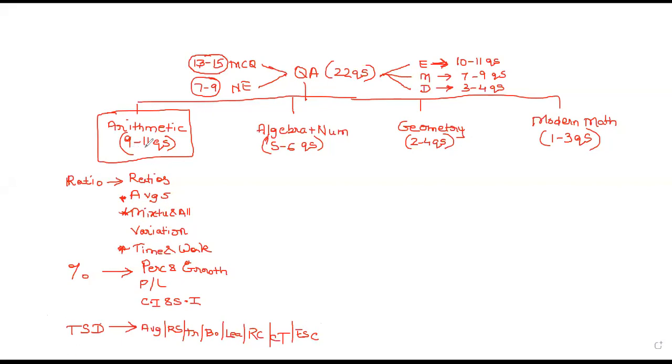So if there are, let's say, 9 to 11 questions here, I would say this by itself would be anywhere between 2 to 3 questions every year. Ratios by itself would be 4 to 6 questions every year. And the percentage based questions would be maybe say 3 to 5 questions every year. This is the core breakup even within arithmetic.